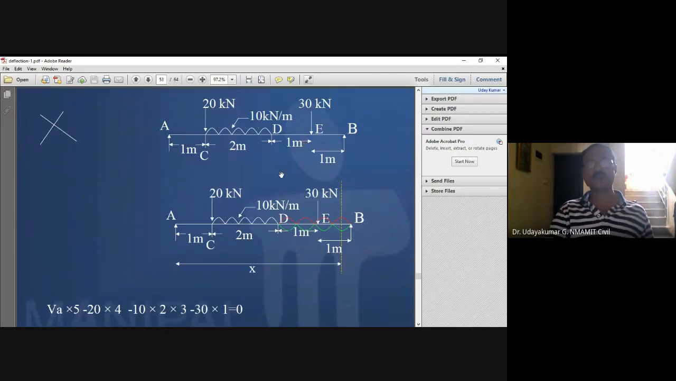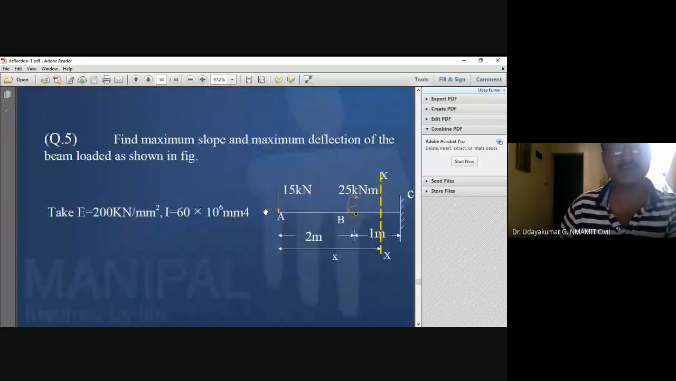You may not be asked such difficult problems, because these are all the problems that we used to cover in the classes. So you can just refer.